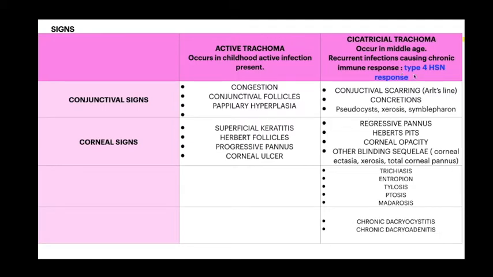These episodes and this chronic immune response lead to a type 4 hypersensitivity response. So the pathogenesis behind cicatricial trachoma is said to be a type 4 hypersensitivity response. Now in cicatricial trachoma we can see conjunctival scarring, that is Arlt's line. I don't know the pronunciation correctly, Arlt's line. And there will be conjunctival concretions. These are just dead epithelial debris depositing.